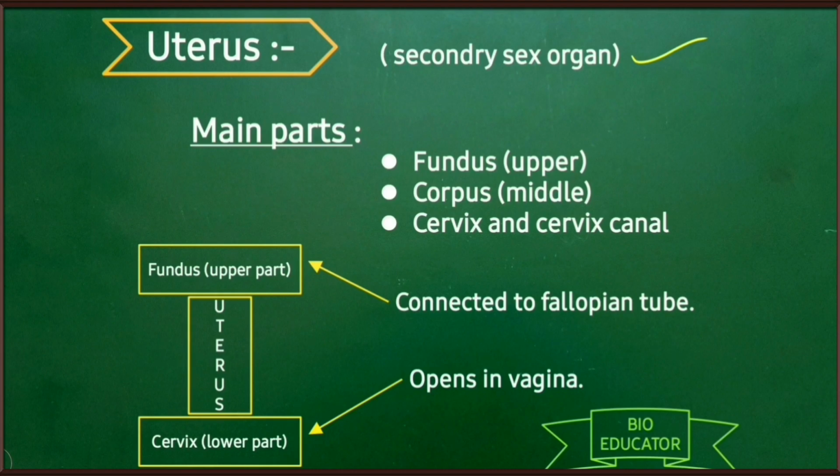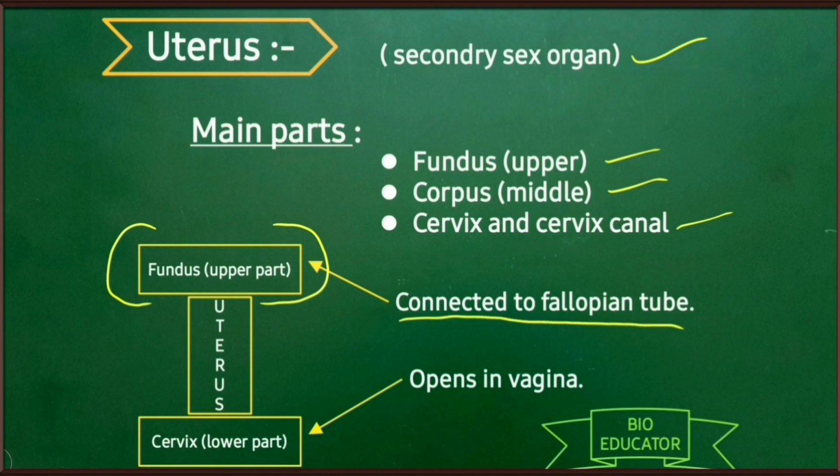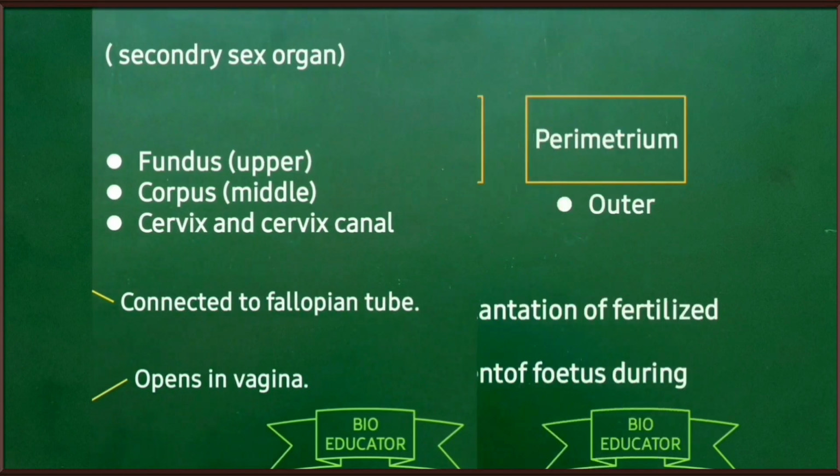It has three main parts: fundus, which is the upper part, corpus, the middle one, and the cervix canal, the lower part. Here, the upper part of the uterus, which is fundus, is connected to the fallopian tube, and the lower part, which is cervix, opens into the vagina.